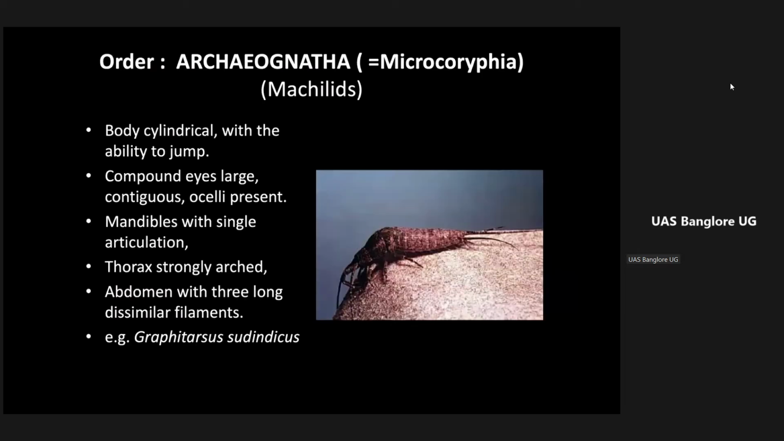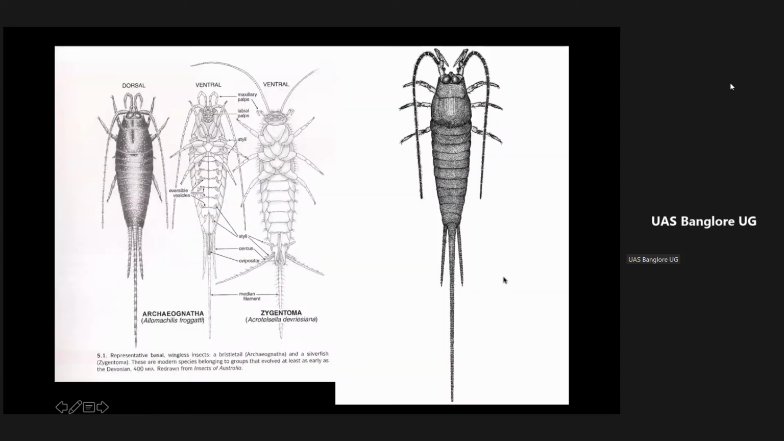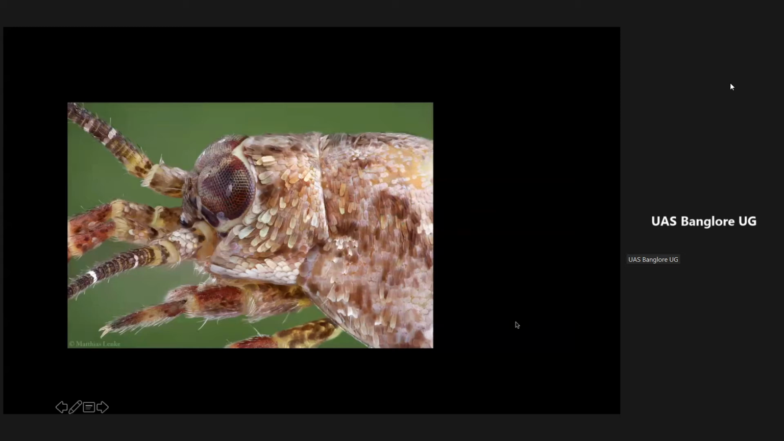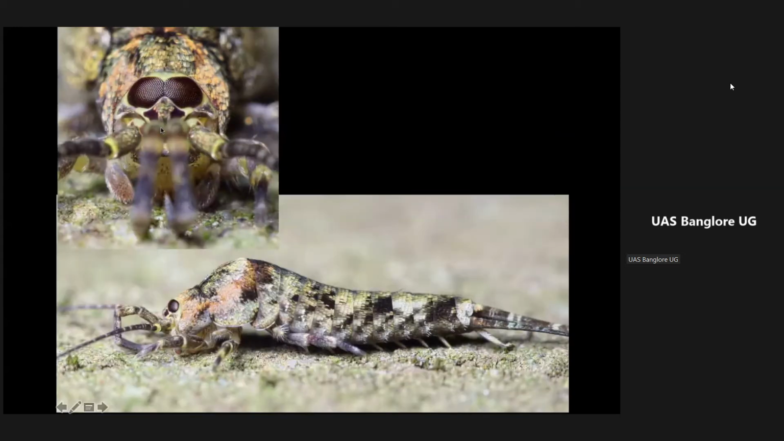So clear? Archeo means primitive, gnatha means jaw, primitive jaws. They have a single point of articulation for the mandibles. Because of that, we call them Archaeognatha. Thorax arched, abdomen with 3 long dissimilar filaments, body arched, and contiguous compound eyes. So this is one order.